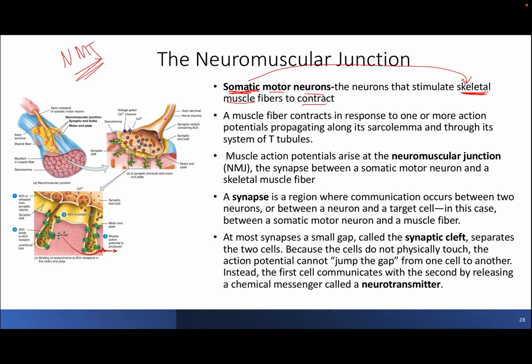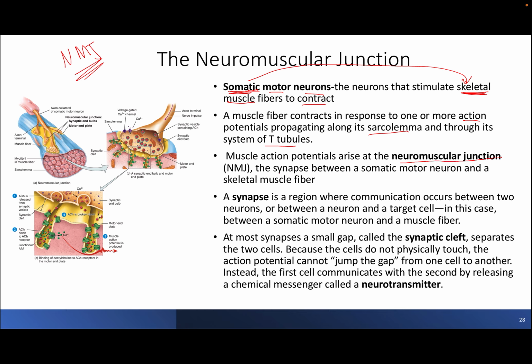All right. So the muscle fibers are going to contract in response to one or more action potentials. They're going to propagate and spread along that sarcolemma through our system of T tubules, allowing this to spread nice and easy throughout the whole myofibril. Now, the muscle action potential is going to arise at our neuromuscular junction.